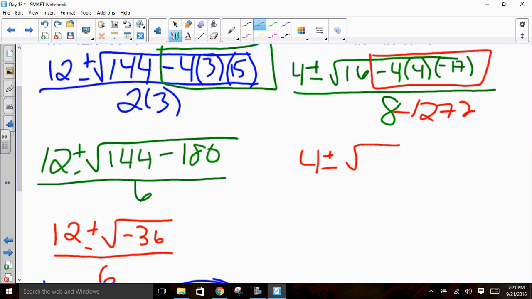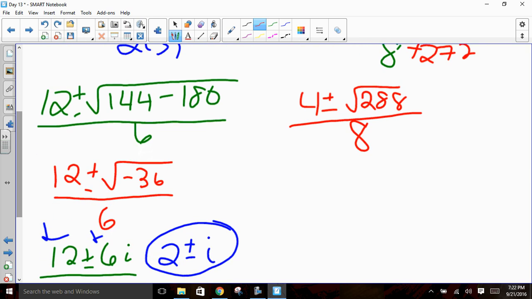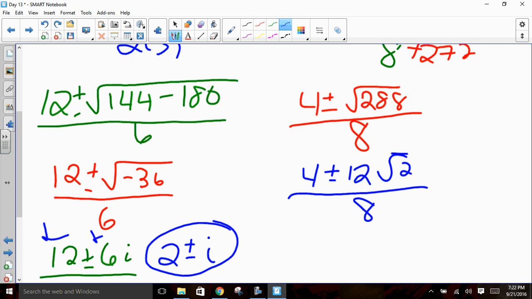Oops, sorry about that. So 16 plus 272 gives me 288 all over 8. 288 is not perfect, but I will tell you right now that it breaks into 144 times 2. 144 is perfect. The square root of that is 12. I'm still left with the square root of 2 all over 8.